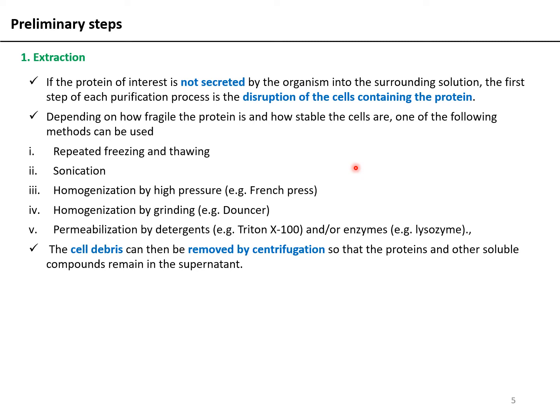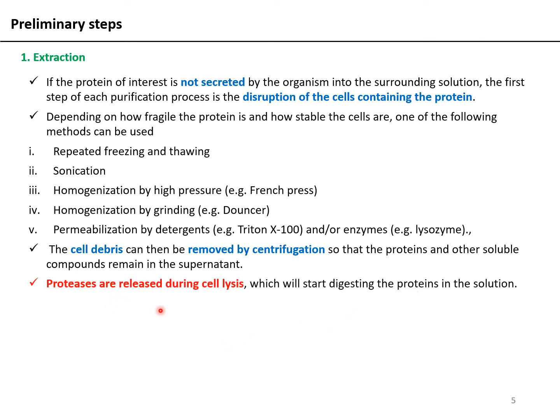So once you have lysed the cells and you have released the intracellular contents, you have to remove the cell debris so that they do not interfere with the subsequent steps of protein purification. The cell debris can be removed by centrifugation because by virtue of being heavier, they would settle down and your soluble fraction will remain in the supernatant, and your protein will be in the supernatant.